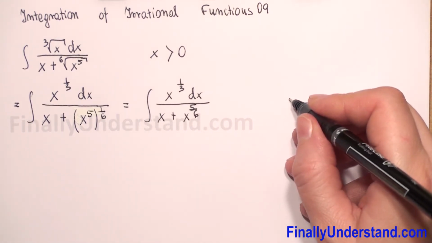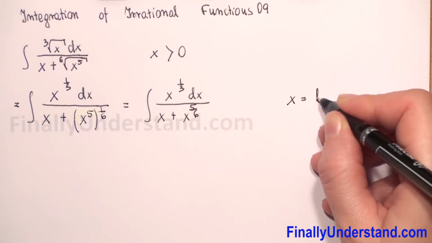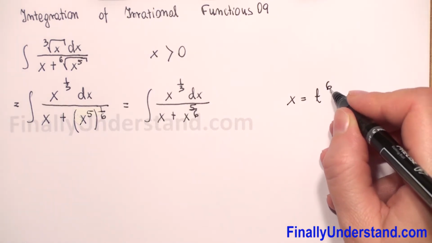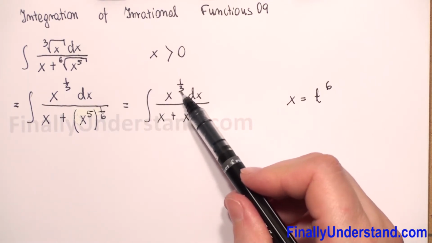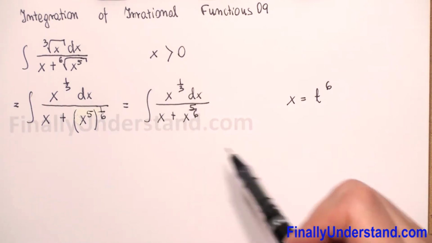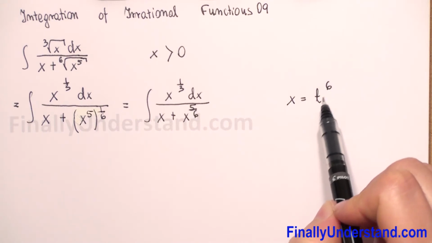We will put x equal to t to the power 6. Why 6? Because we need to check the denominators of our exponents. We have 3 and 6. The common denominator is 6. That's why I put t to the power 6.